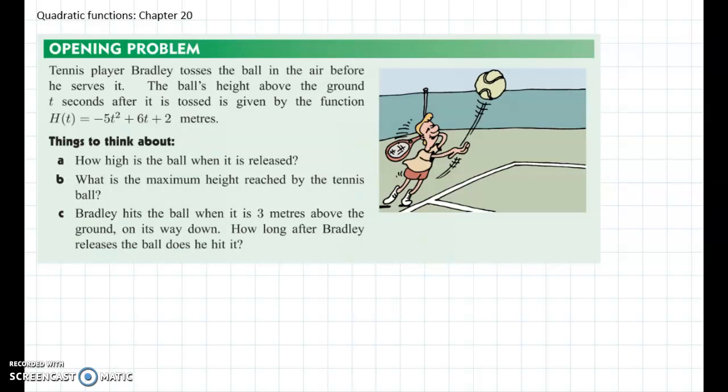It's asking us how high is the ball when it is released. So when it is released, that will be the time t equals 0. So we want to know what is the value of the function h when t is equal to 0. So we need to substitute t by 0, and we're going to get negative 5 times 0 squared plus 6 times 0 plus 2. So that means the first two terms are 0, so the answer is 2 meters. So the ball was 2 meters high when it was first released.